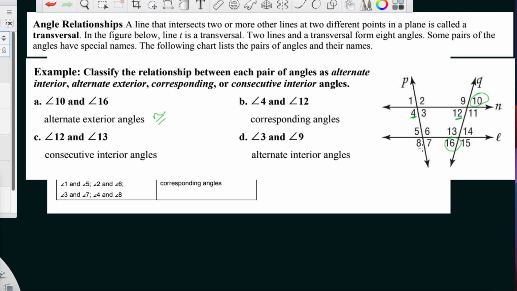Let's go ahead and look at 12 and 13. 12 and 13, oh, I love this one. 12 and 13 are consecutive interior angles, and consecutive interior angles, if the two lines that are intersected by that transversal are parallel, if these guys are parallel, N and L, then they would be supplementary.